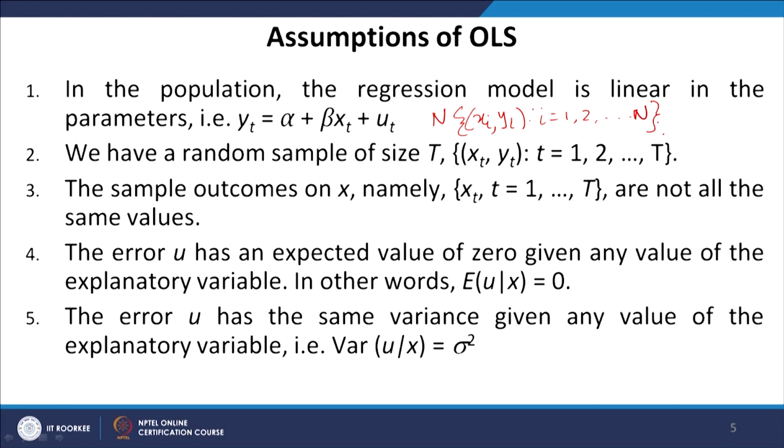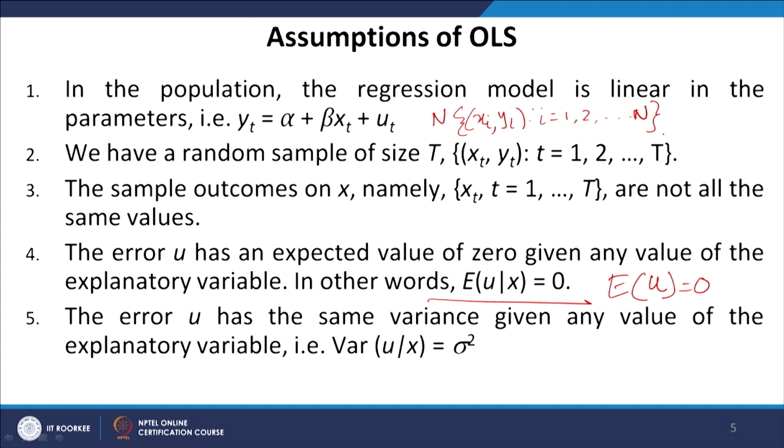The sample outcomes on x, namely xt, t equals 1 to T, are not all the same values. The error u has an expected value of 0 given any value of the explanatory variable. In other words, expected value of u given x is equal to 0. So far we have talked in parts that expected value of u is equal to 0. Now, we are saying that the expected value of u conditional upon the values of x is actually 0. We are going to deal with this assumption, which is a very crucial one, at length in the upcoming slides.